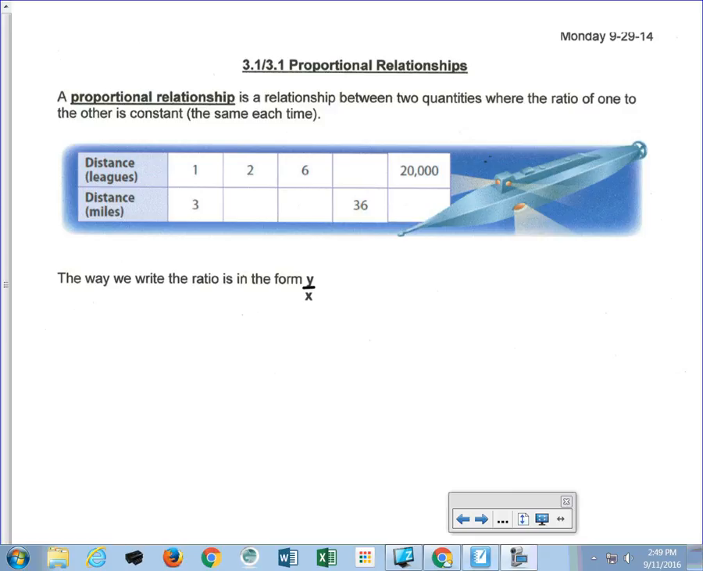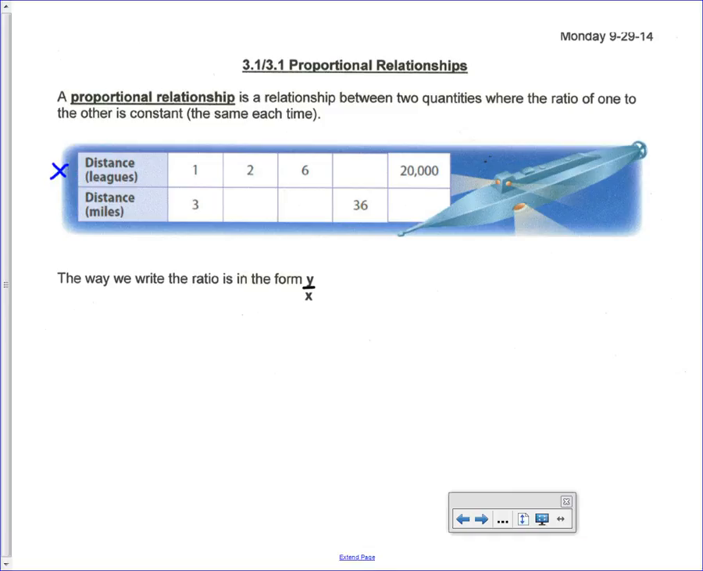We're going to be doing 3-1 proportional relationships. It says here that a proportional relationship is a relationship between two quantities where the ratio of one to the other is constant. So it's the same each time. If I look at this table, I have 1, 2, 6, 36, 20,000 for x. What we have to realize about this table is it does have an x and a y. Our x is the top, and the y is our bottom. And then it says the way we write the ratio is in the form y over x.